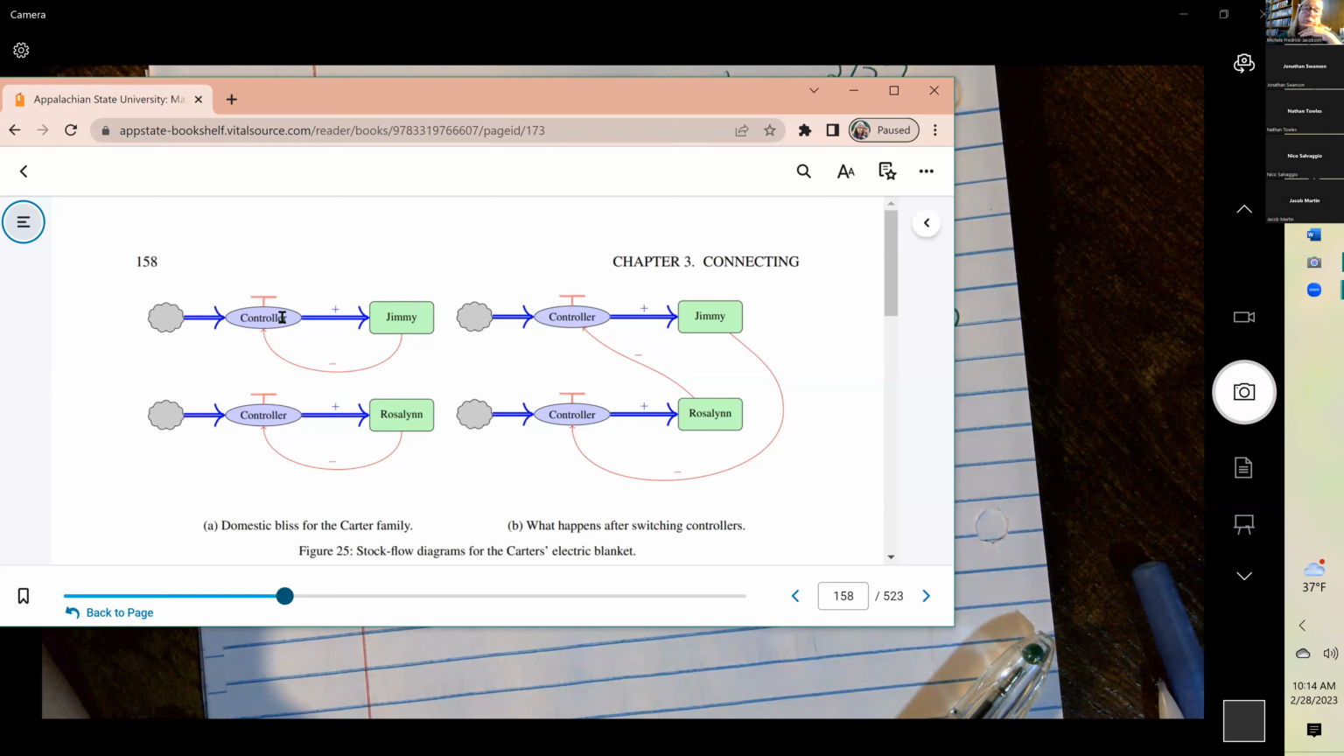So the controller is sending heat, and then the increase in heat lowers the controller. It doesn't need to run if this is warm enough. And hers would be the exact same thing. Different temperature, but the exact same thing.